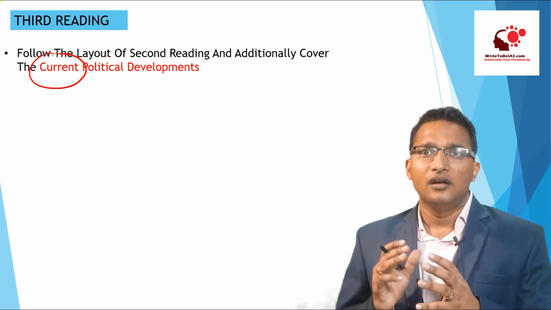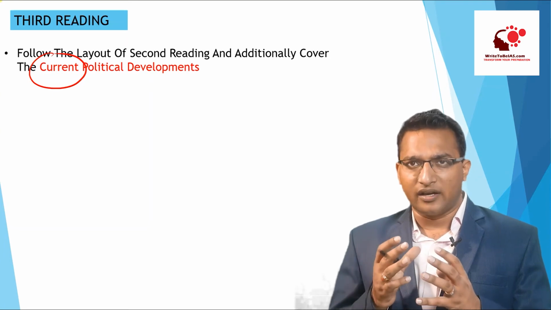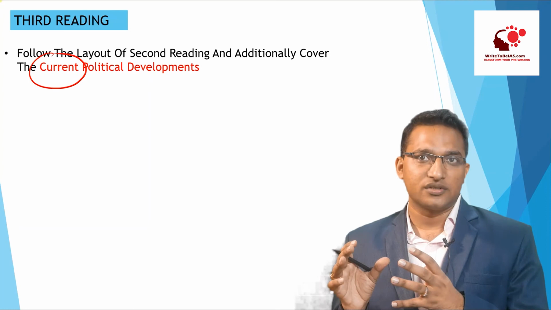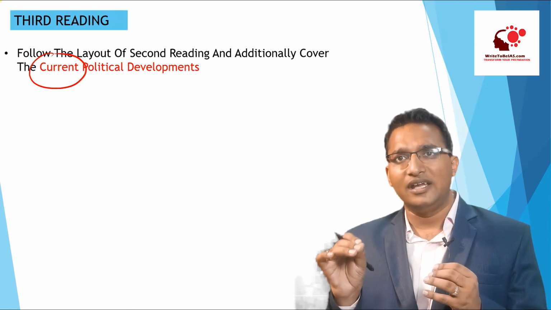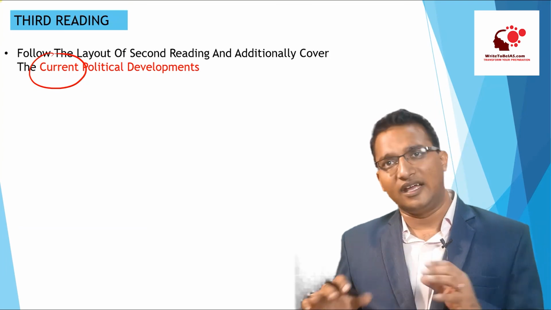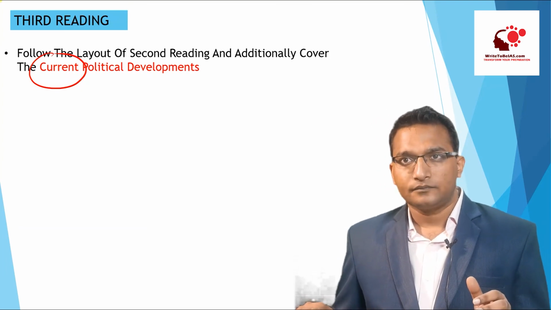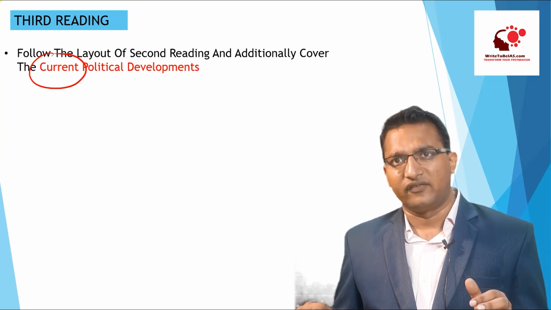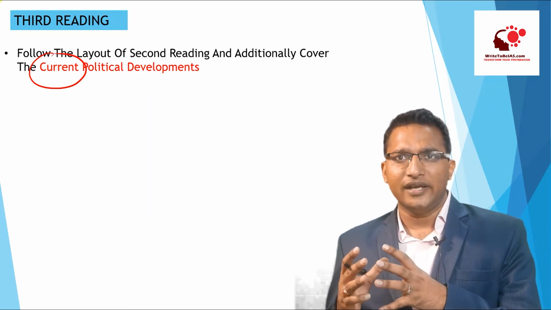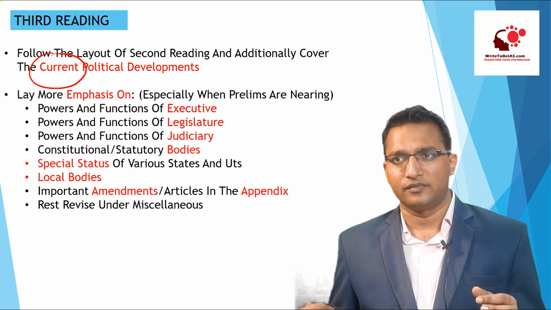In the third reading, you should revise fast. You should take help of the underlining, highlighting, and the previous year questions. And you should list down your weak areas so that in the next revision, you can focus upon those weak areas further. You should also interlink with the current affairs. So, for example, if NRC is in the news, then you should read the provisions of the citizenship.